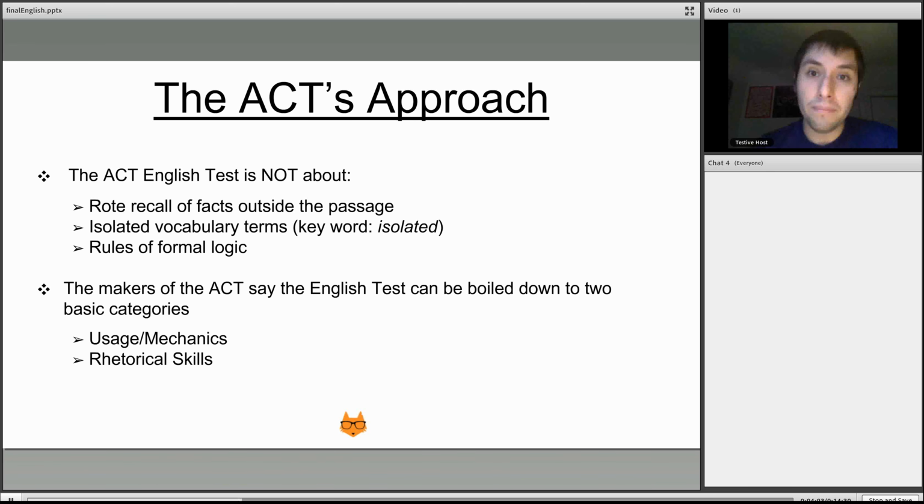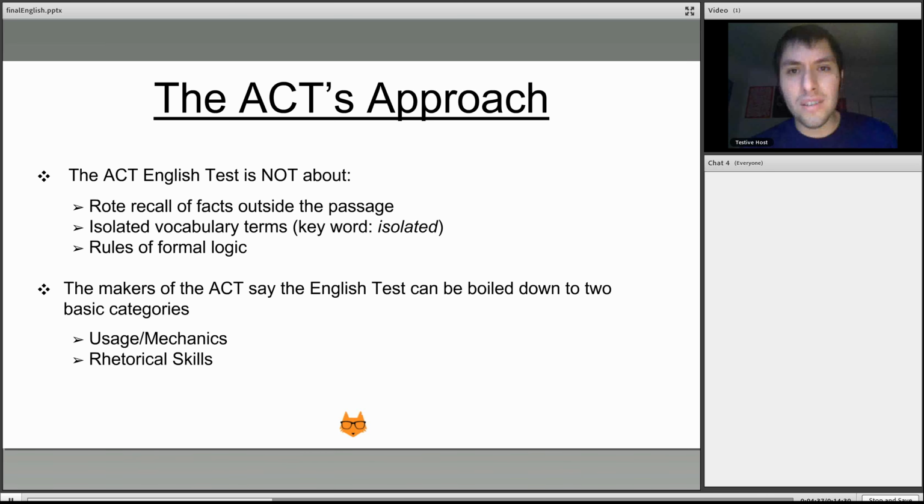If you're familiar with the SAT, and soon to be the old SAT, since starting next year the SAT is going to be completely restructured, this may no longer be a feature. But vocabulary terms are not presented in isolation here. They're presented in the context of a passage. So the key word is isolated. You will have to understand what vocabulary means, but in the context of a passage. And then, of course, it's not about rules of formal logic at all.